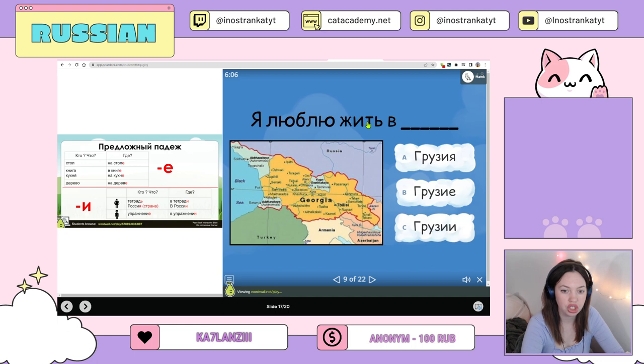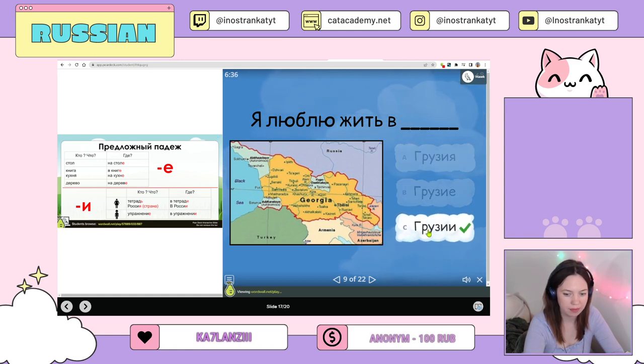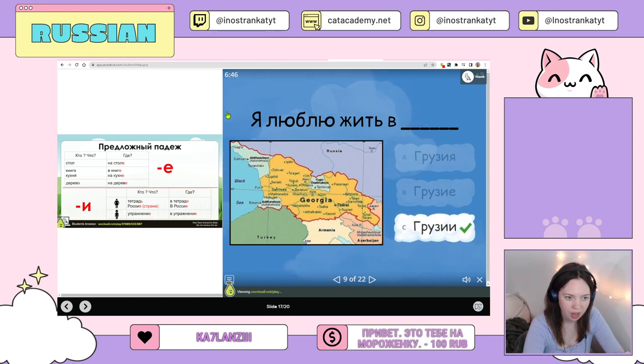Я люблю жить в Грузии. So, Georgia, that is the country. In Russian, it's called Грузия. Грузия ends with я. It's the name of a country and it ends with я, so it is an exception. So we have to use ending И. Я люблю жить в Грузии. So answer C. And here is Russia, here is Abkhazia, and somewhere here is my hometown.